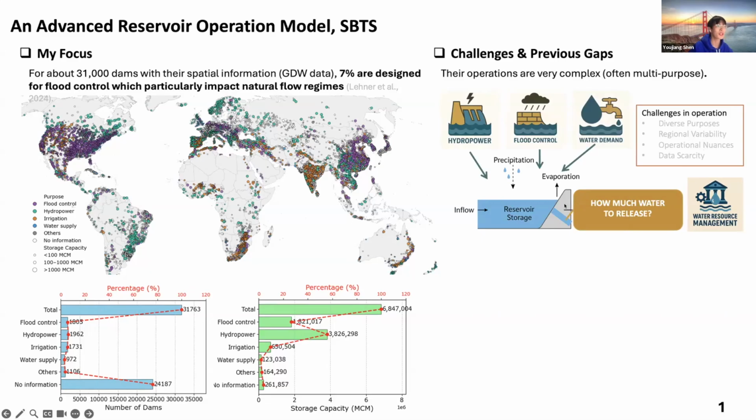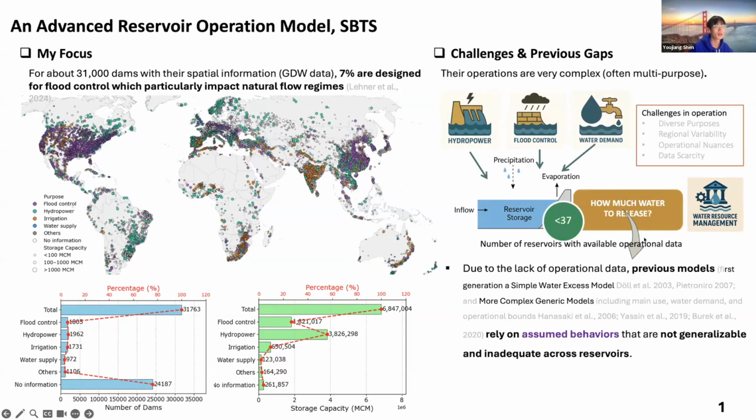And how much water they release to the downstream is actually very difficult to model because there are few reservoirs available with operational data. So previous models, from the first generation, a simple water balance model, to more complex generic models like Hanasaki, including their main use, water demand, and operational bounds, rely on assumed reservoir behaviors, but they are not generalizable and are inadequate across reservoirs.